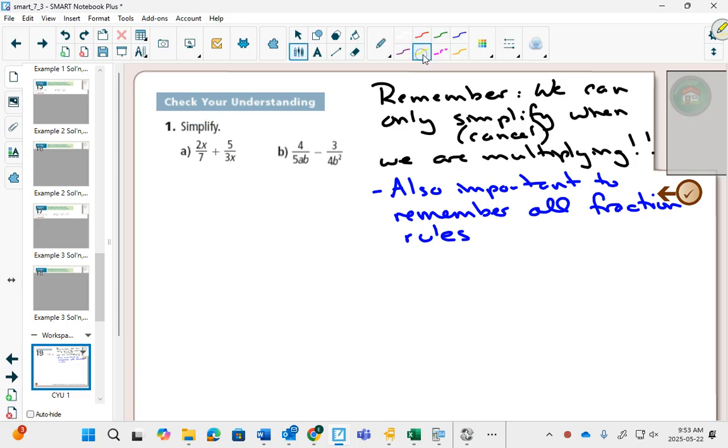You are still able to check inside a fraction. Can you simplify 2 over 7? No. You can still check inside this one. Can you simplify 5 over 3? No. So sometimes you can still simplify within a fraction, but none of these ones you can.